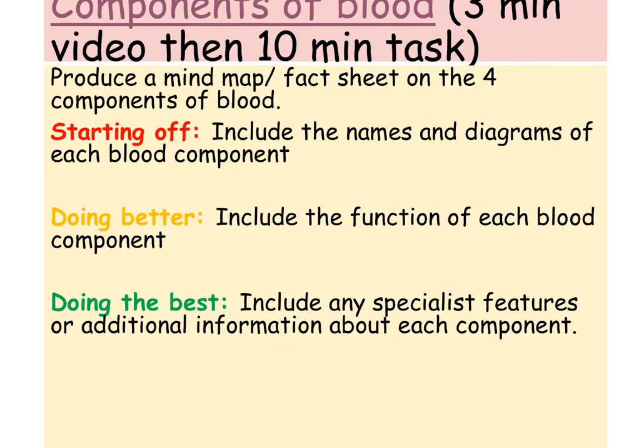So components of blood: you have a 3-minute video here and then a 10-minute task. You're looking at including the names and diagrams of each blood component, including the function of each blood component, and any specialist features, how the blood cells are adapted to their function or whatever. So watch the video and then produce either a mind map or a fact sheet on those 4. So that's 13 minutes worth of work: video and mind mapping. Do that, stop the video, do that, and then start the video again to check your answer.